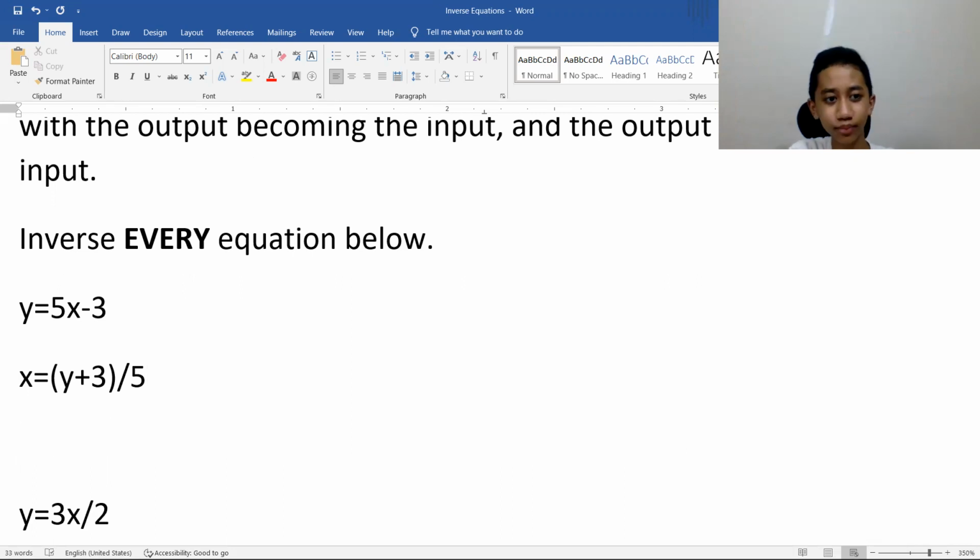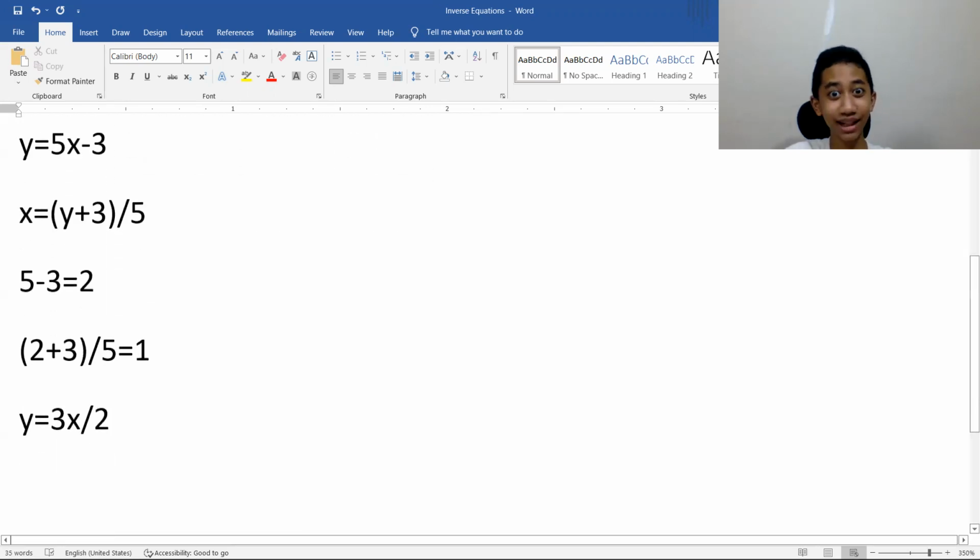Now, let's try inputting 1. 5 minus 3 equals 2. Wait, output is 2, right? 2 plus 3, in brackets this time, divided by 5. So yes, it becomes 1. So yeah, that's basically inverse equations in a nutshell.